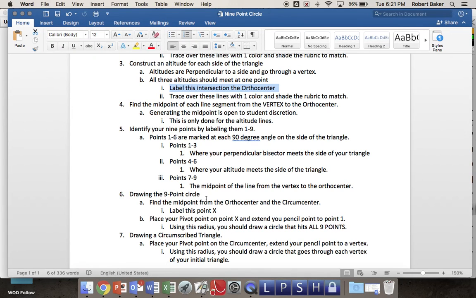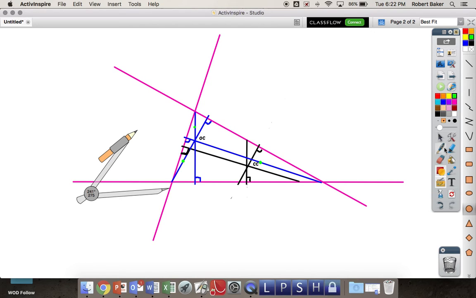Okay, and it's up to you how you do that. You can do it by construction, you can fold your paper, you can measure with a ruler. That's not really a huge part of this project, but this next point is pretty important. It says labeling your points. Points 1 through 6 are marked at each 90-degree angle, hence why I drew 90-degree angles there. Points 1 through 3 are where your perpendicular bisector meets your triangle. So I'm going to go do that. Points 1, 2, and 3.